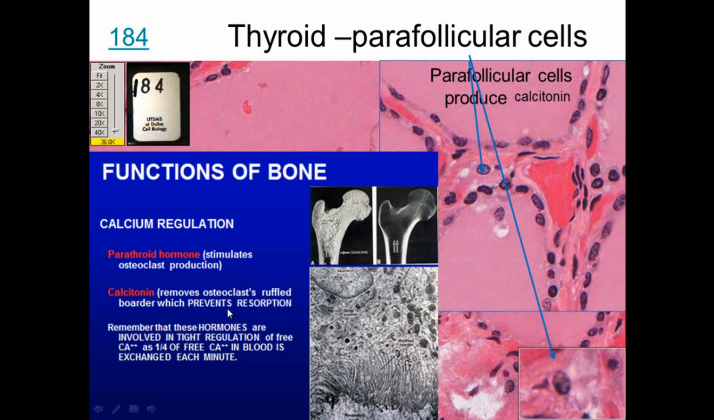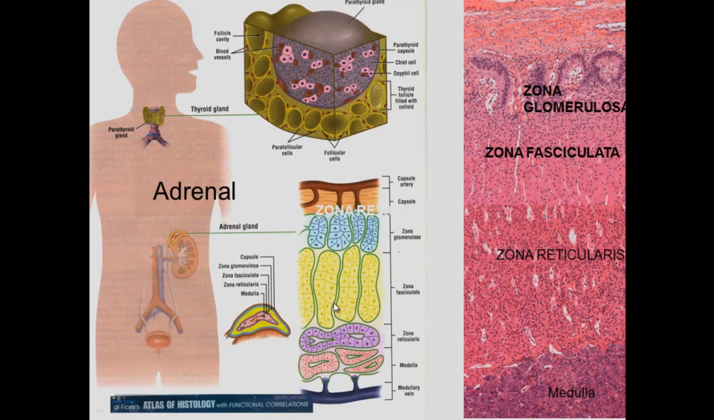Calcitonin reduces blood calcium by preventing the osteoclast from eating up the bone.